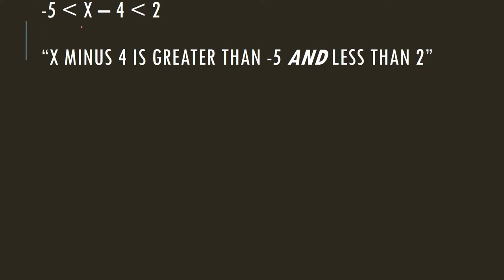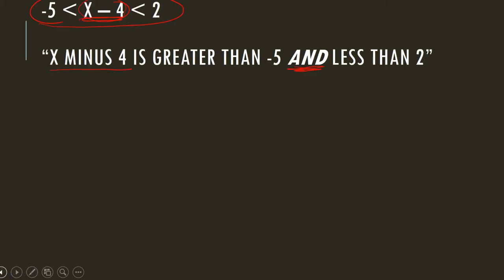So an AND inequality, a statement like this: -5 is less than x minus 4 less than 2. We read it this way: we read the middle first. x minus 4 is greater than -5 and it has to be less than 2. This statement has to be both greater than -5 and less than 2.